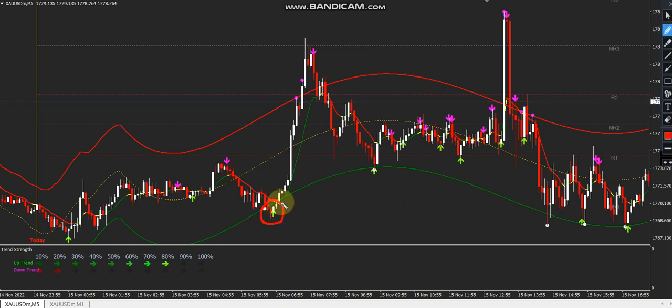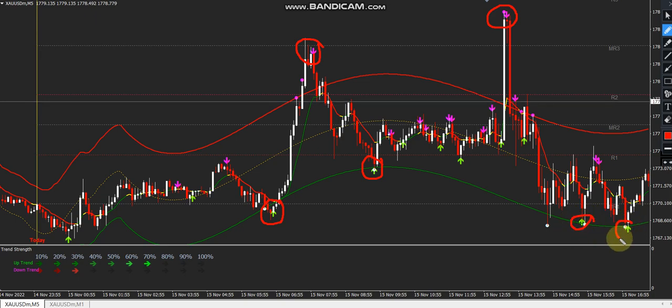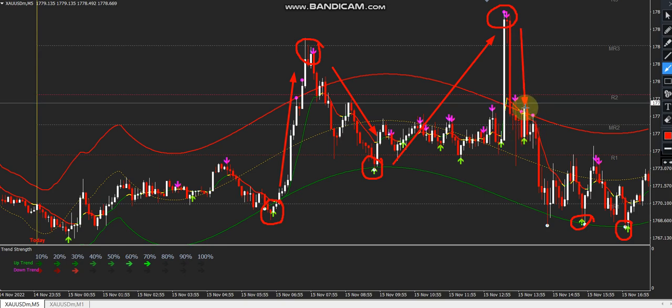So this is entry number 1, entry number 2, entry number 3, entry number 4, entry number 5, entry number 6. As you can see, the market went up, it came down, it ranged before it went up, it came down. So normally I would exit on this green arrow here, somewhere around here.